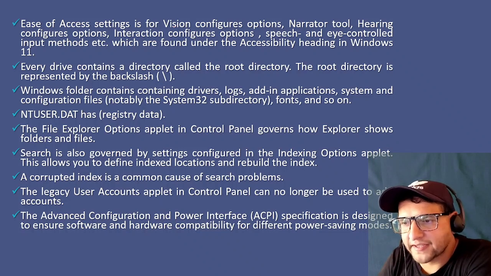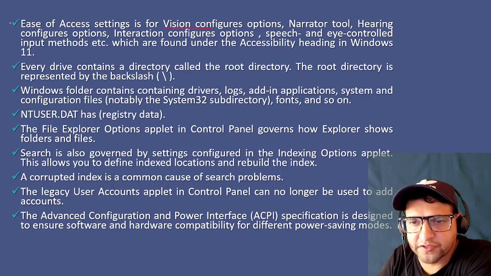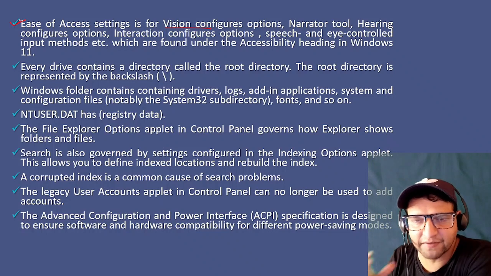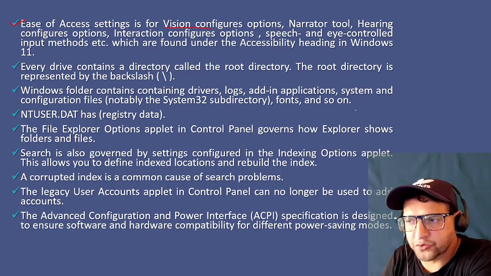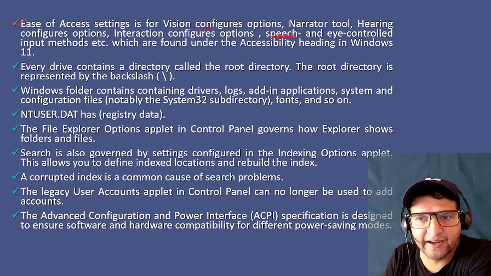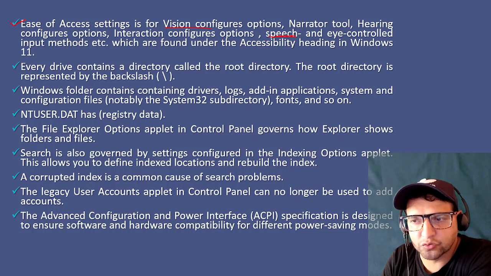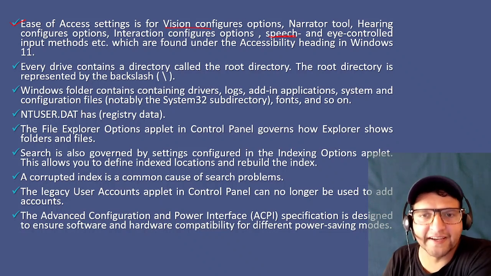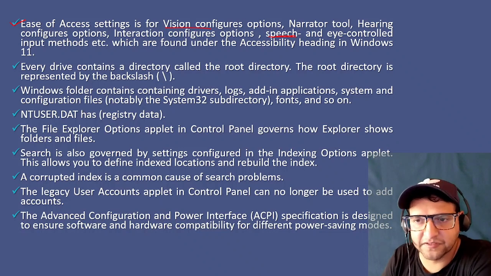Ease of access setting is for vision. So I also got a question related to this concept. We need to understand, they will ask a question that a user is trying to see how to get speech and eye control input for a person who is physically handicapped. So he needs to go through this option. So what are the settings? So that's ease of access settings. I was able to see a question in this exam yesterday related to this concept.